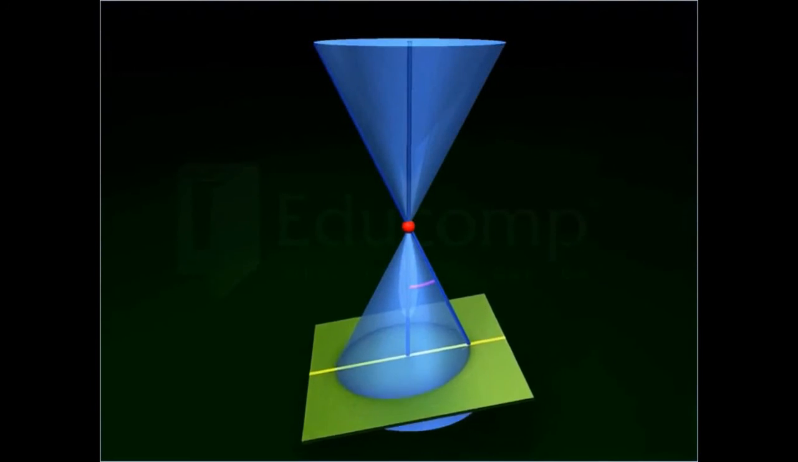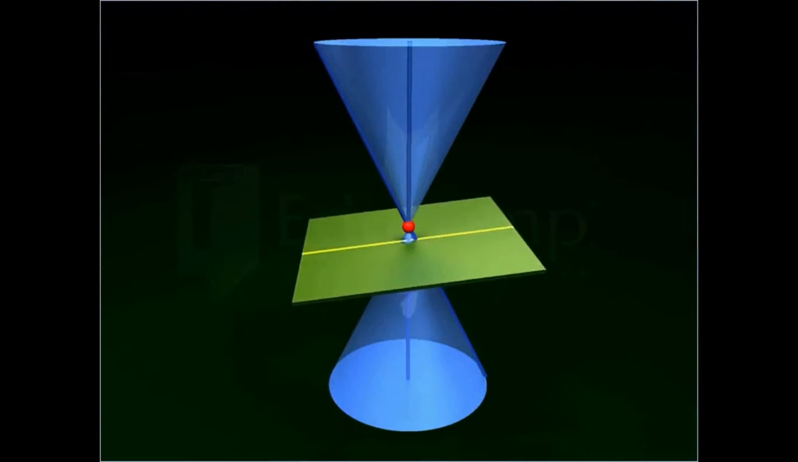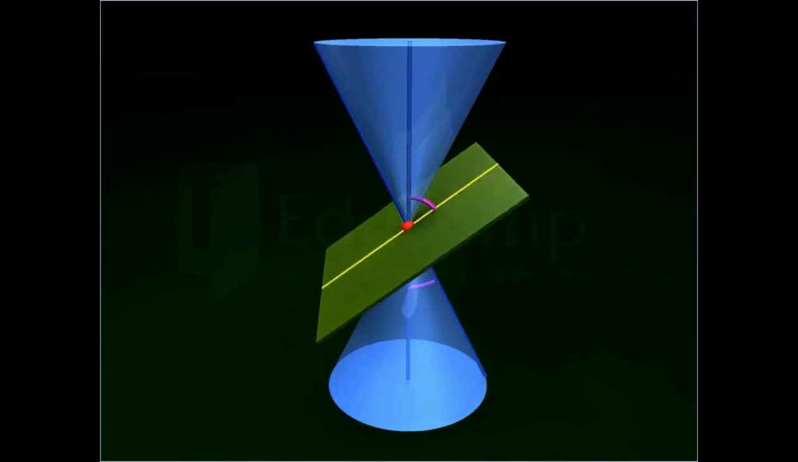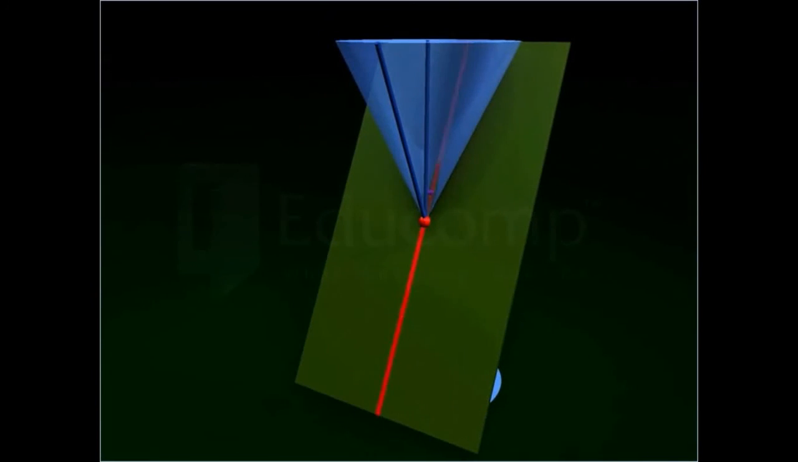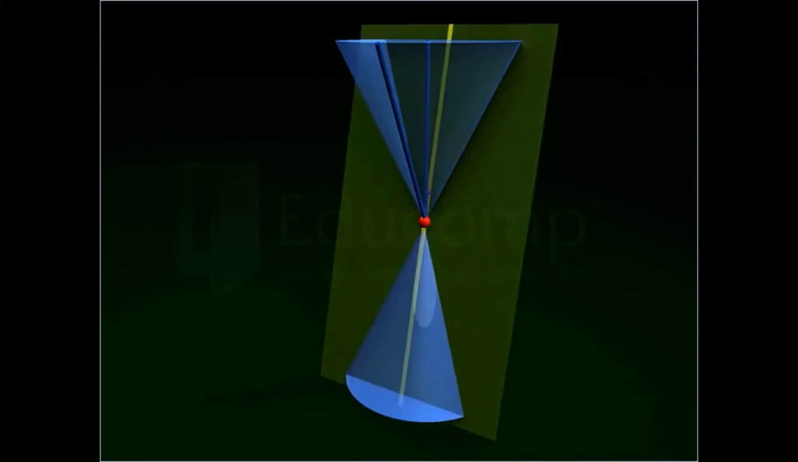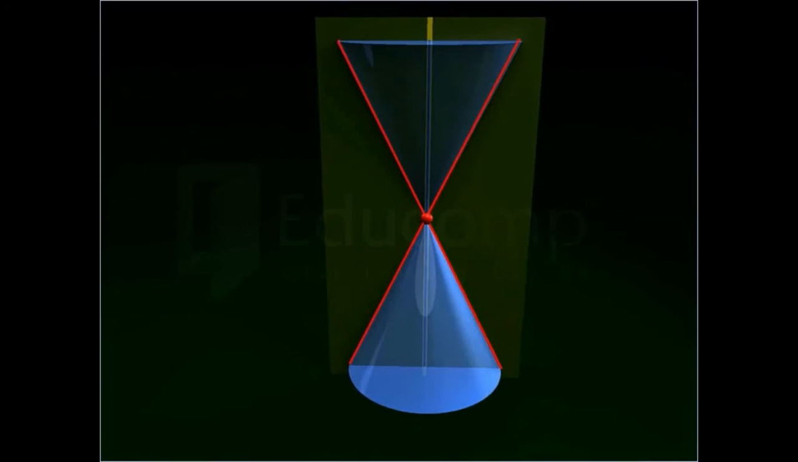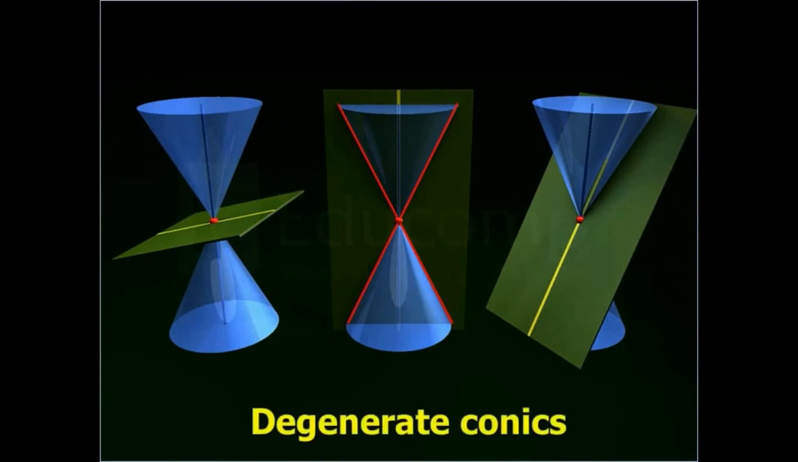If the plane intersects the double right circular cone at its vertex, the ellipse becomes a point, the parabola becomes a line, and the hyperbola becomes two intersecting lines. The figures so obtained are called degenerate conics.